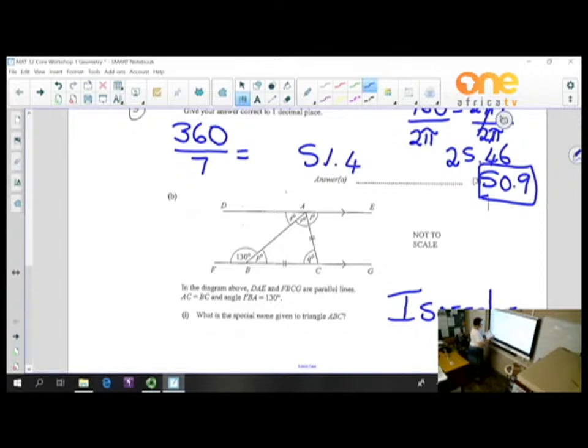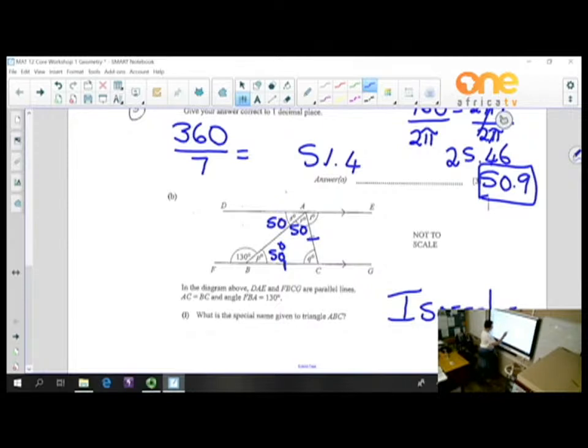And now we have to calculate all the angles here. So P is going to be, this is a straight line, 180. So P is going to be 50 degrees. Because it is isosceles, R must also be 50 degrees. Can you see? P and S are alternating here. So this one is also 50 degrees.